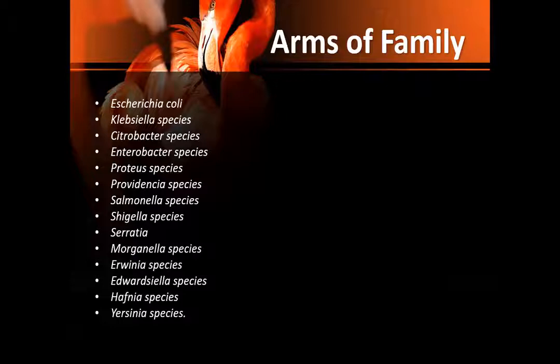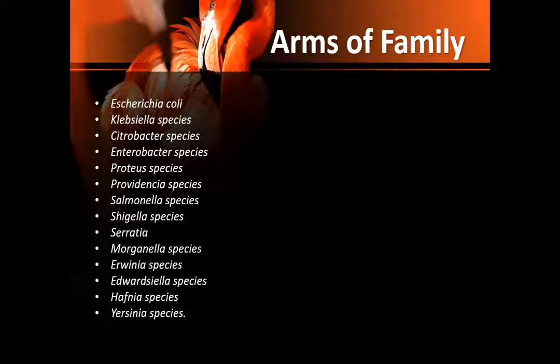So around 14 to 15 organisms are included, like Escherichia coli, Klebsiella, Citrobacter, Enterobacter, Proteus, Providencia, Salmonella, Shigella, Serratia, Morganella, Edwardsiella, Hafnia, and Yersinia. Common human pathogens nowadays are E. coli, Klebsiella, Citrobacter, Enterobacter, Proteus is also common, Salmonella is very common.